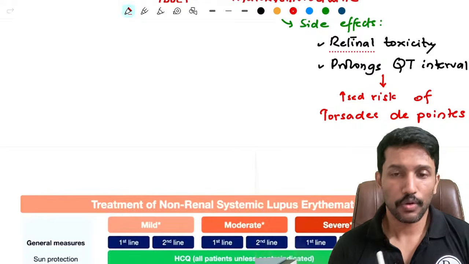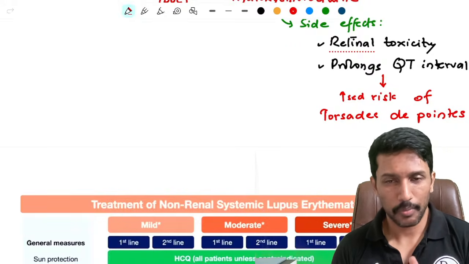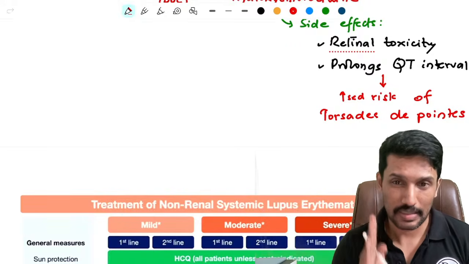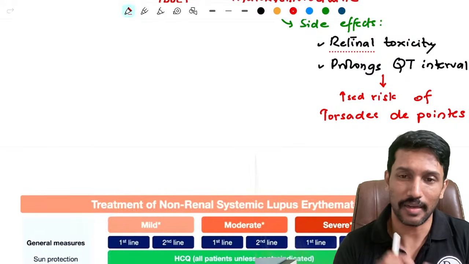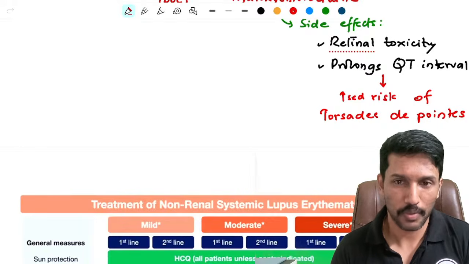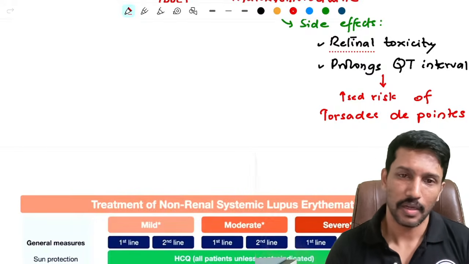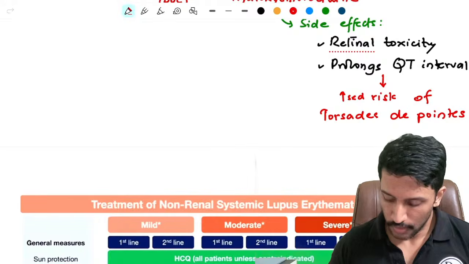Okay, so before you give hydroxychloroquine for any patient, make sure their retina is screened by an ophthalmologist and you get a bare minimum ECG done, calculate the corrected QT interval, and if it is normal, retina is clear, then start hydroxychloroquine.